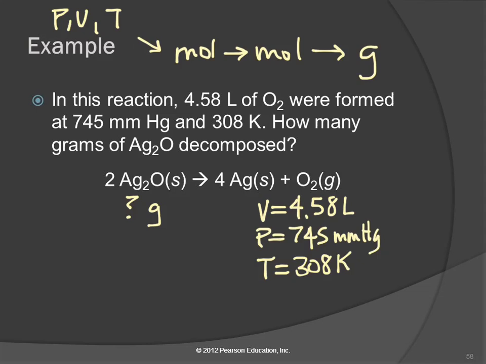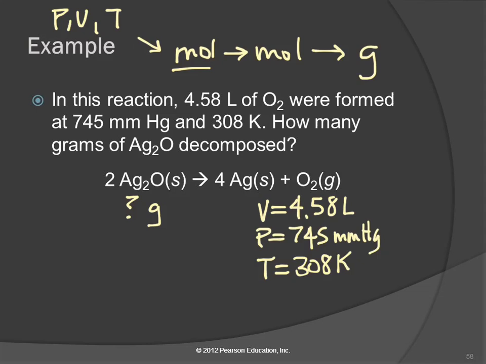PV equals nRT, right? Ideal gas law. So if we have the pressure, the volume, and the temperature, because there are 4 variables involved with gases: pressure, volume, temperature, and number of moles. If we have pressure, volume, and temperature, we can calculate the number of moles. Once we have the moles, then we can convert to moles of the other thing and grams of the other thing.